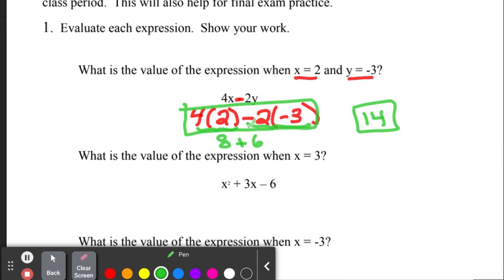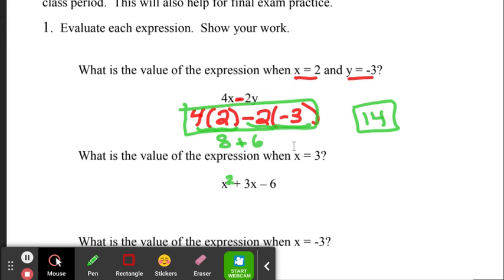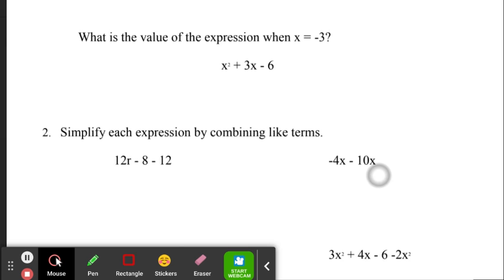Down here, the formatting wasn't so good. That's an x squared. X squared plus 3x minus 6. So you're going to finish these 2 problems as part of your homework. Now, let's see what we got down here.